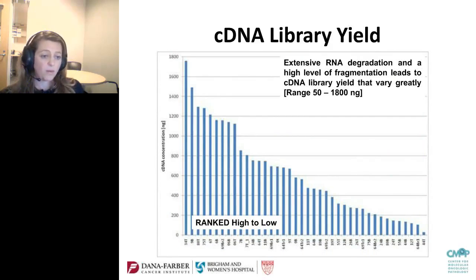Okay, so all of the samples were brought through the library preparation method and purified to the back end using a bead-based method. And so this is the quantification data from the cDNA libraries generated. And again, you can see due to extensive degradation and a high level of fragmentation, the yields from our libraries also vary greatly from anything from 50 up to 1800 nanograms. So again, you're seeing that same spread across the cohorts.